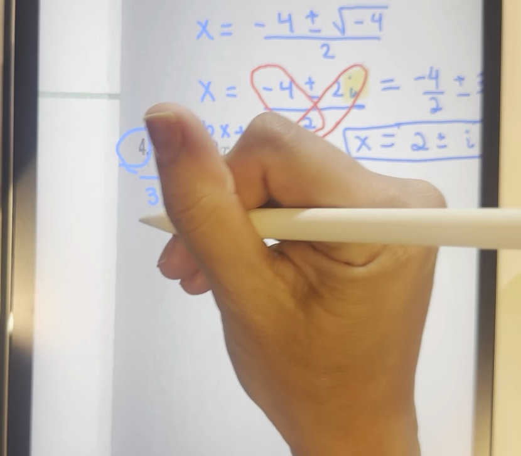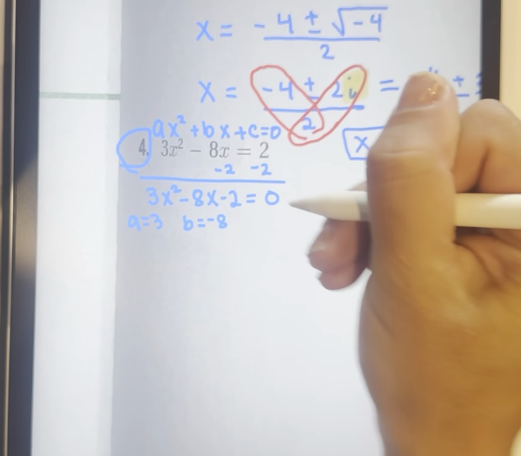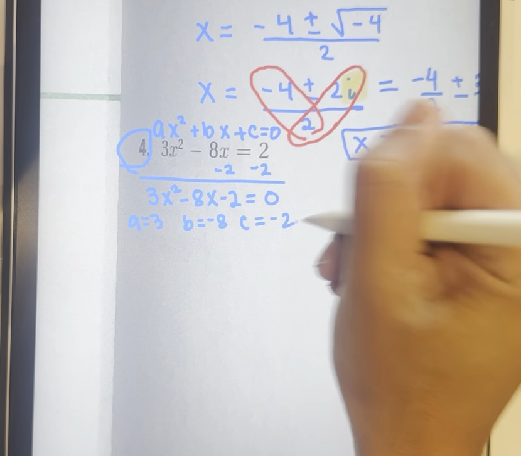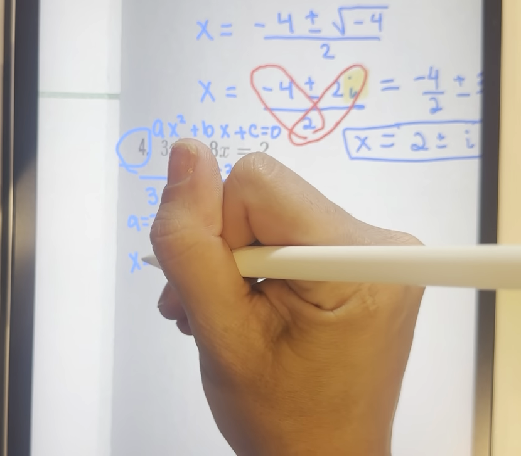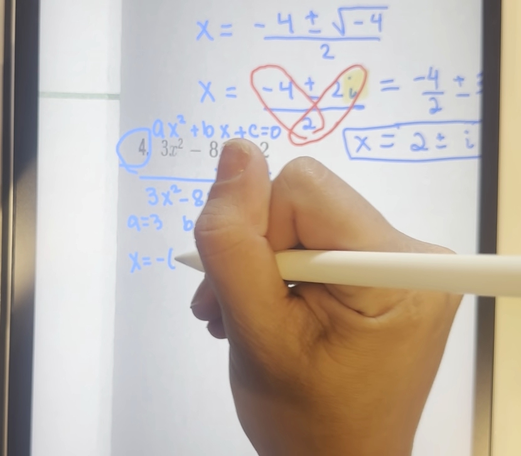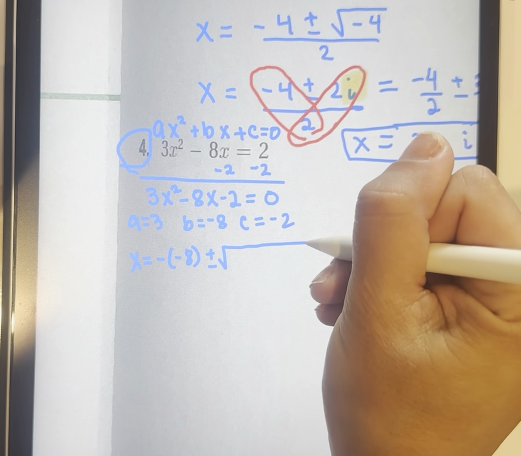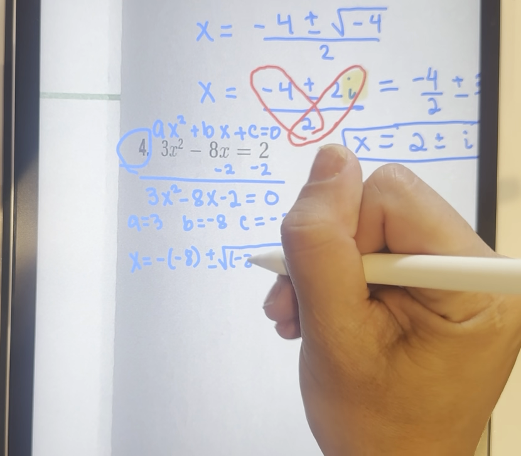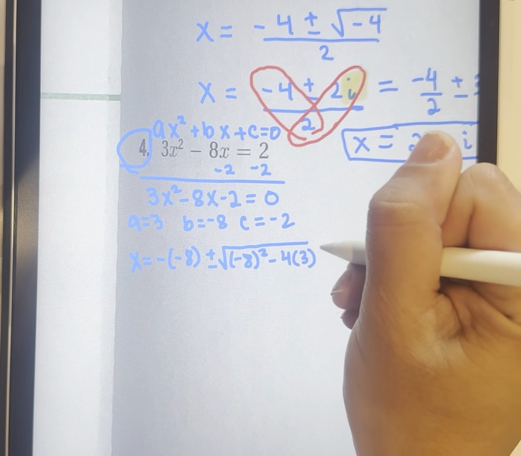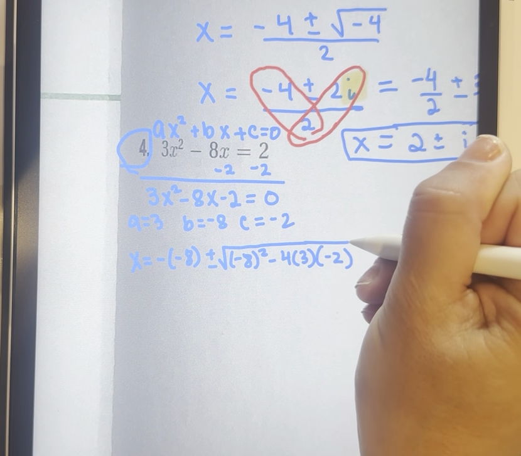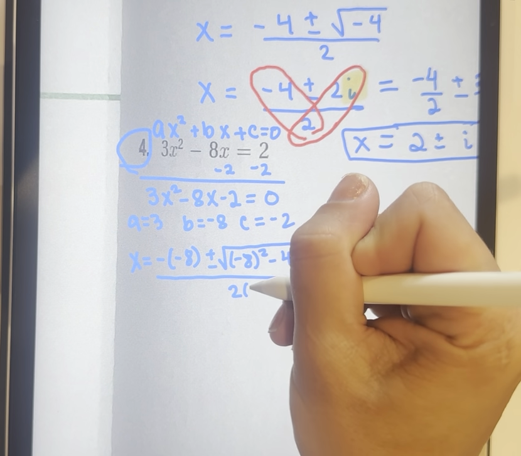Okay, so we have a equals 3. We have b equals negative 8. We have c equals negative 2. And we go plug it in. x equals negative 8 plus or minus square root negative 8 squared minus 4 times 3 times negative 2, all divided by 2 times 3.